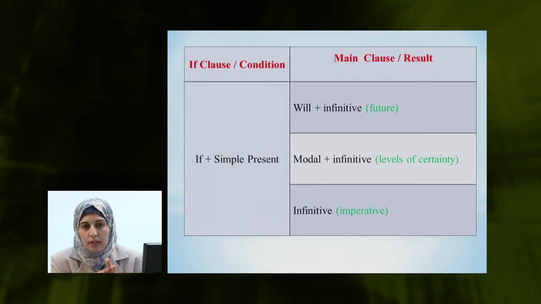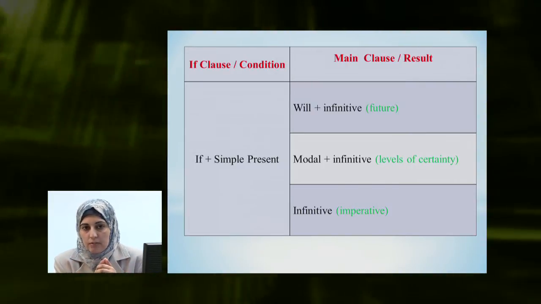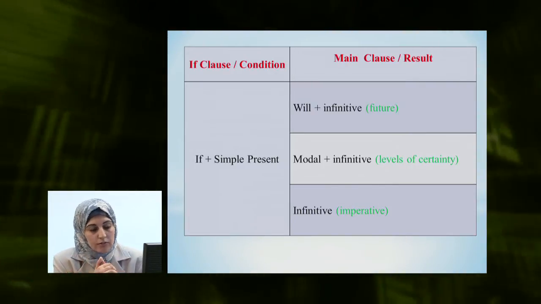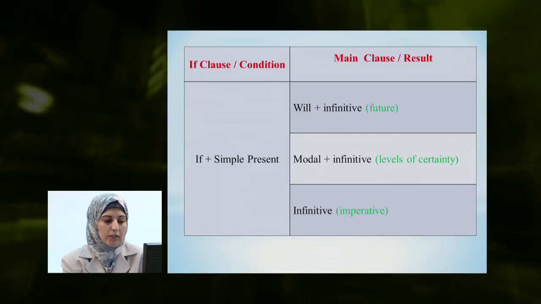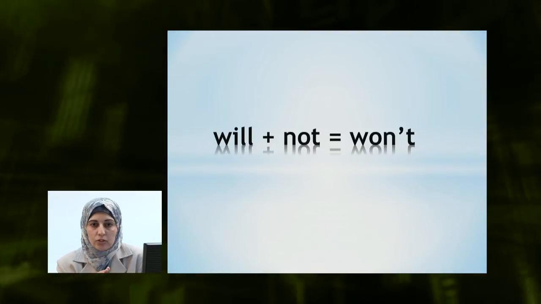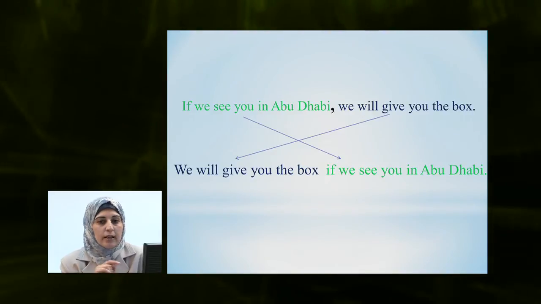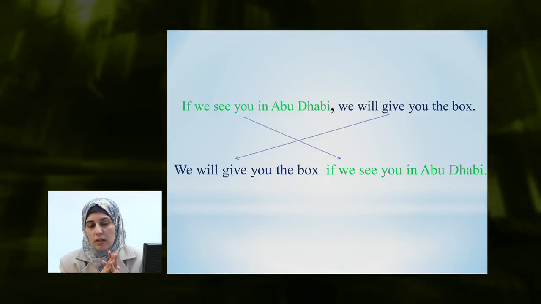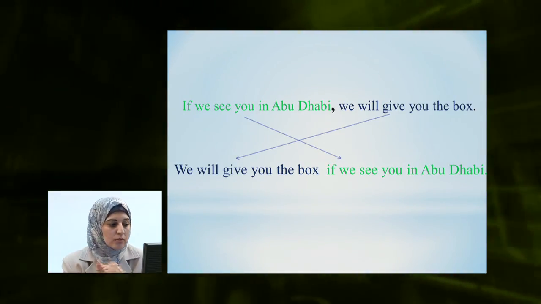Remember that in the main clause, you have three different structures. You have will followed by infinitive, which talks about the future. You have modals followed by infinitive. You have different levels of certainty. And last, you have infinitive only, and here you are using imperatives. Also remember that will and not can be contracted into won't only in spoken English. And remember that we can swap both clauses. Instead of starting with the if clause, you can start with the main clause.